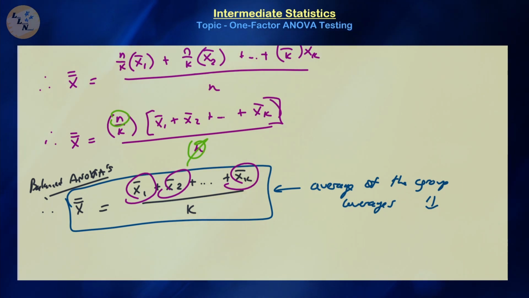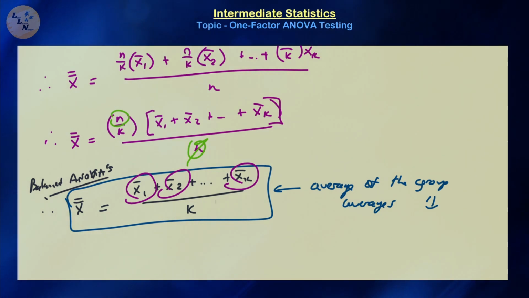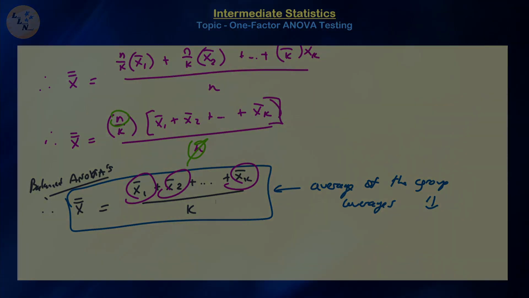But if your ANOVA is not balanced, you have to take all of the values, add them together, and divide by your total sample size, right? So those are just some interesting things to point out about the grand mean.